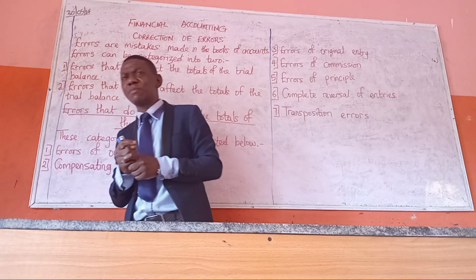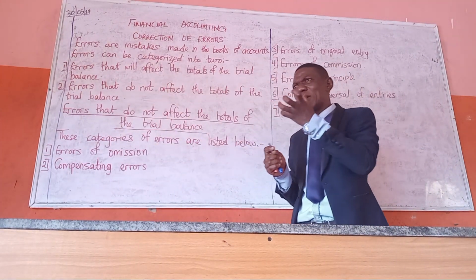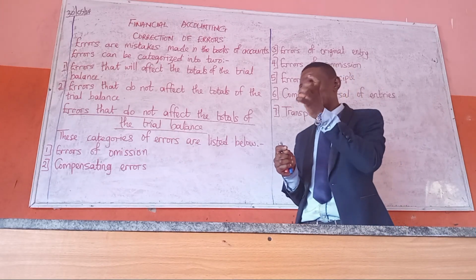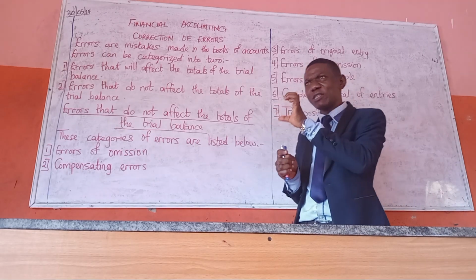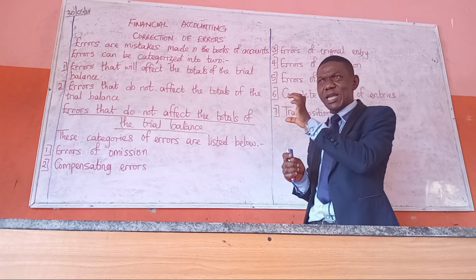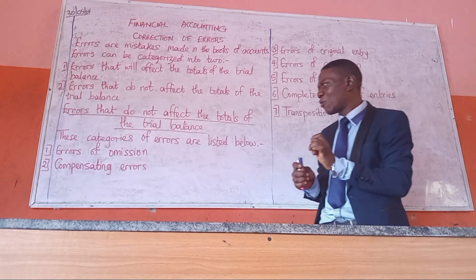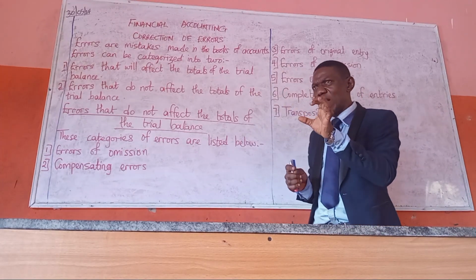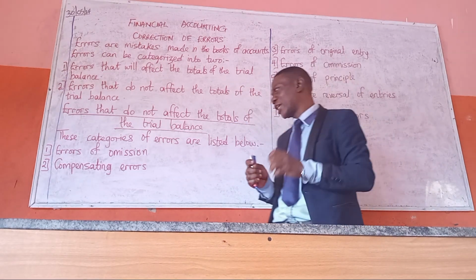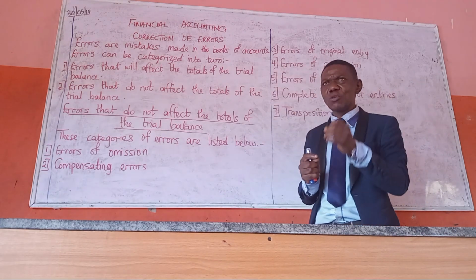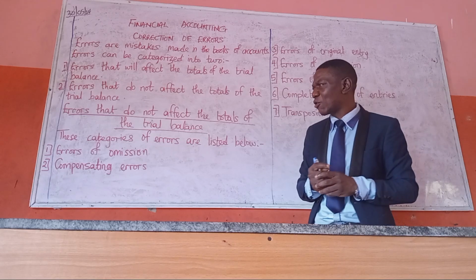Overcasting simply means when an amount has been added to the correct figure of a transaction, then we are saying there is an overcast. Undercast is the other way around, when the figure of a transaction has been reduced mistakenly, when some amount has been removed from the figure of a transaction.